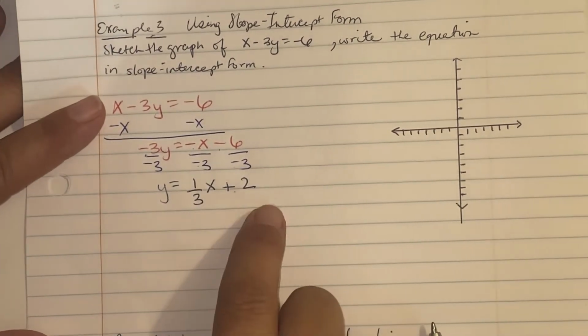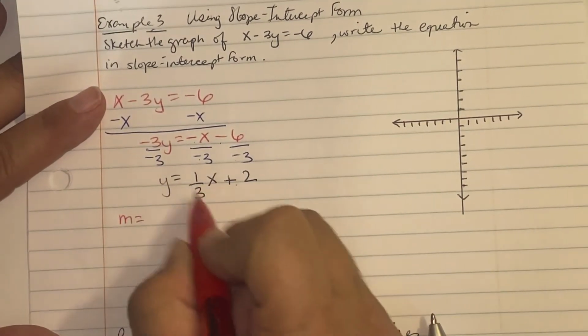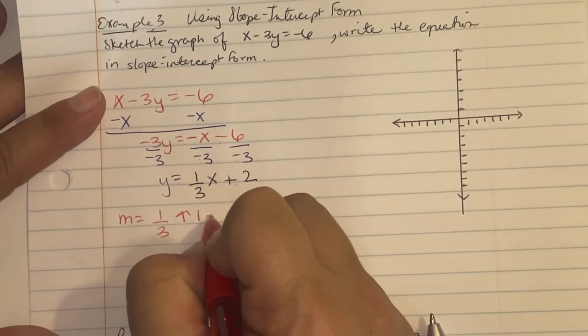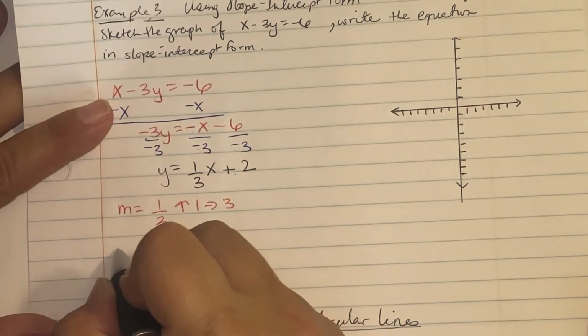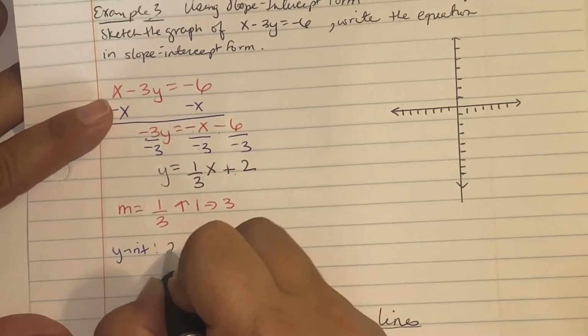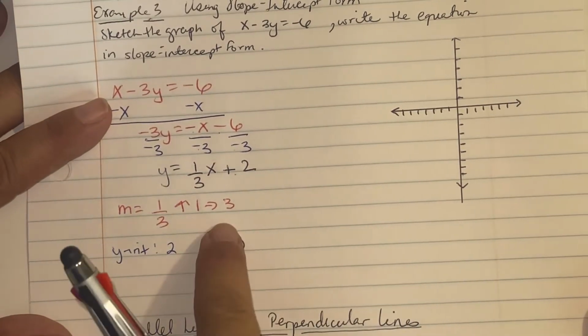Then you are going to identify your slope and your y-intercept. So our m is what's always attached to the x. So our slope is 1/3, which means we are going up 1, to the right 3. Our b value, which is our y-intercept, is a 2. So it's the ordered point 0, 2. So this is how we're starting our graph.